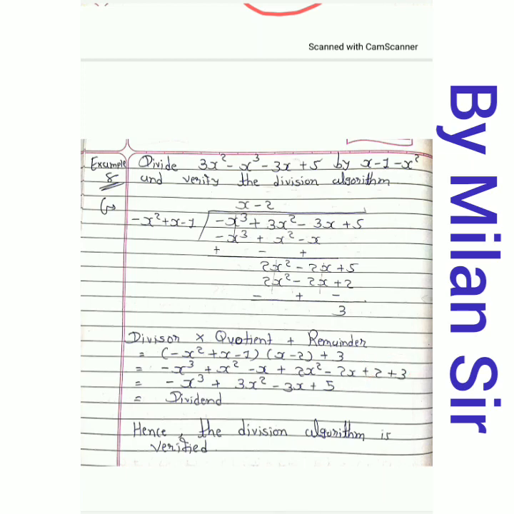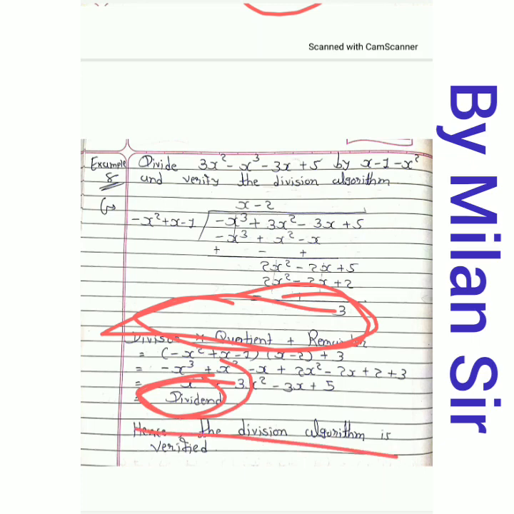So this is our p of x. You can write p of x, the dividend, in its place. So our division algorithm is verified, because we get the right hand side equal to the left hand side. These two are equal, hence the division algorithm is verified.